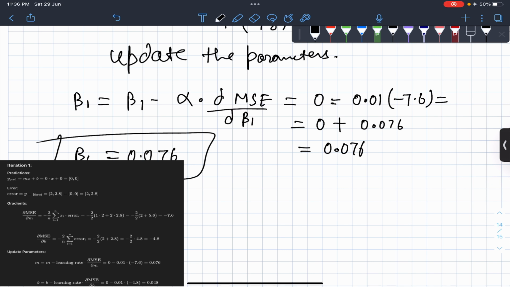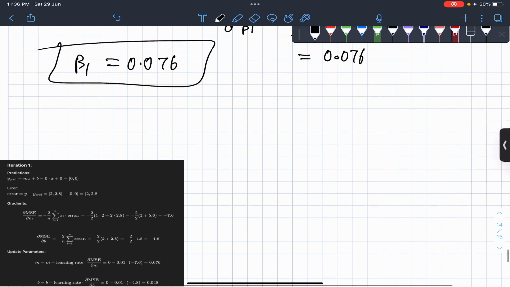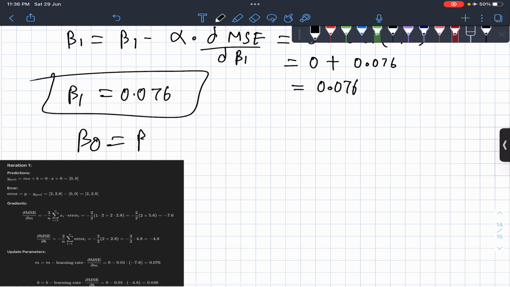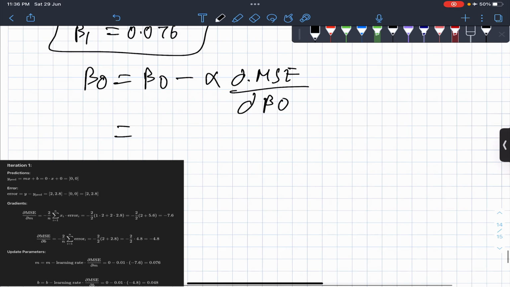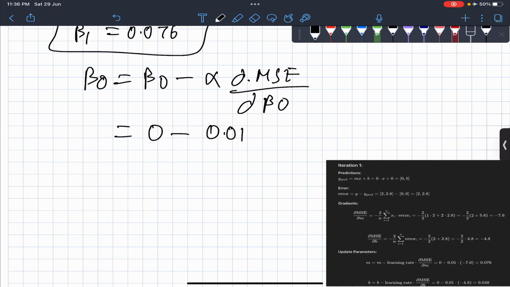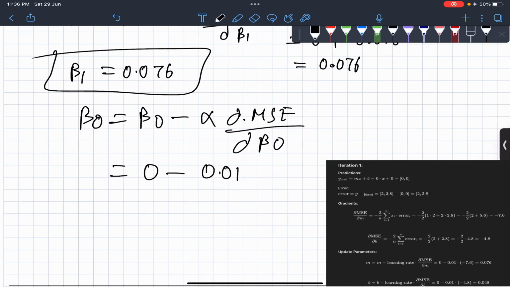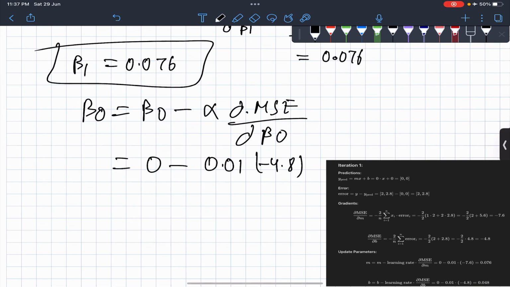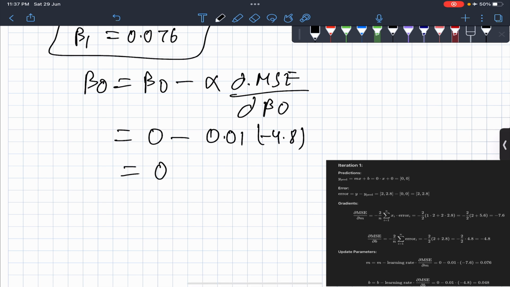Got it? And we will have to update our beta 0. What is our beta 0 here? Beta 0 minus the learning rate into the derivative of MSE with respect to beta 0. What is beta 0 here? 0, as you know, and 0.01. What is the derivative of its MSE? Nothing but into minus 4.8. And what will its new value be? Plus 0.048, and it will be 0.048. This is our new beta 0.